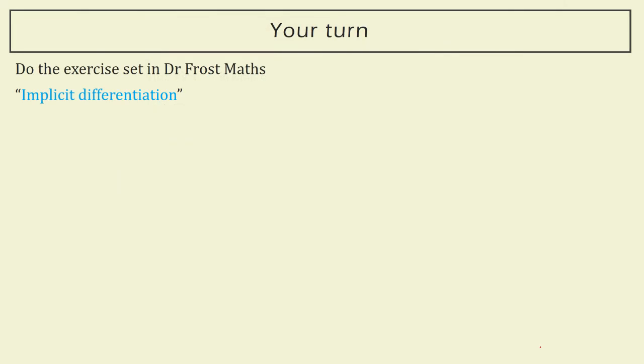So that's it for our run through implicit differentiation. The key thing to remember is that whenever you're differentiating something with respect to x, if it's a function of y, differentiate it with respect to y, and then just write dy by dx on the end.